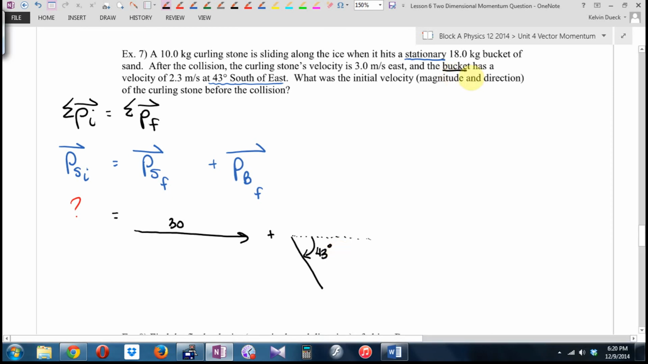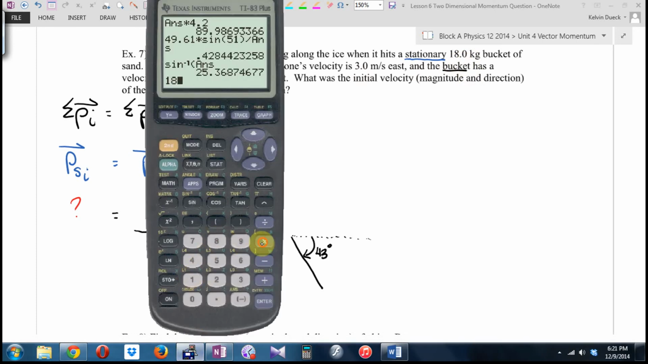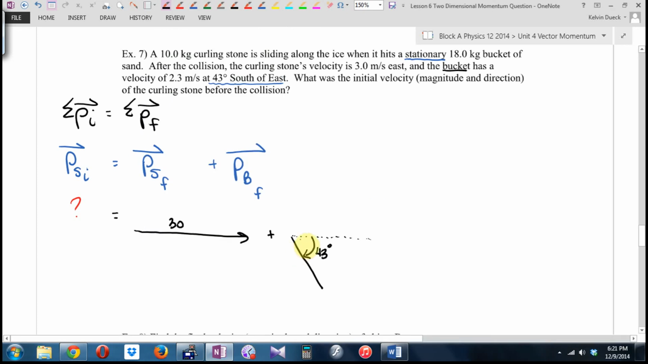Bucket, 18, times velocity, 2.3. 18 times 2.3. By the way, if you want to, you can always go 18 bracket 2.3 bracket equals, what did I say? 41.4. You can actually do the math right on the arm, and maybe that's a good idea. My 30 is too long compared to this, but this is not my final picture.